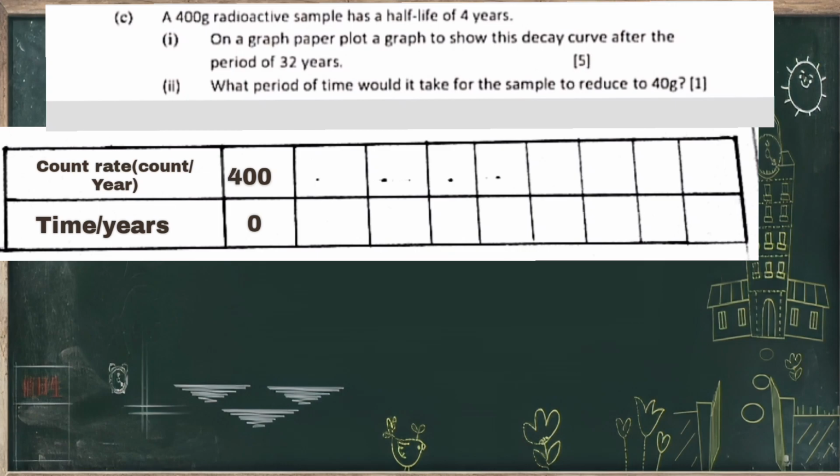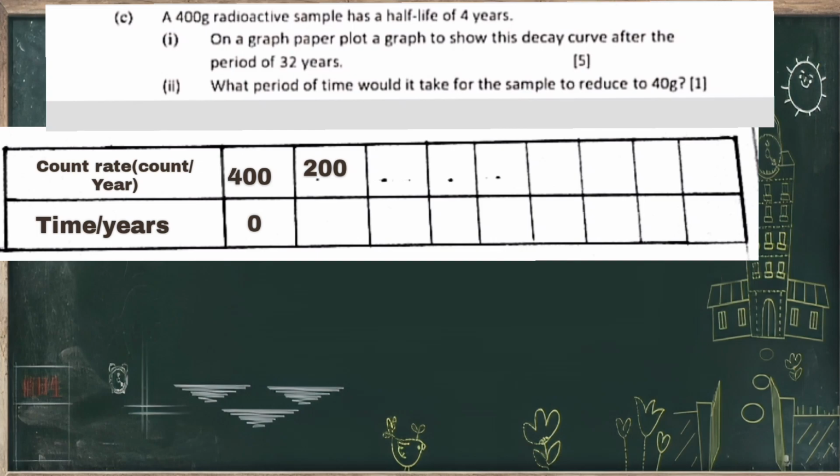4 years. We all know that when you talk of half, it is 1 over 2. So the original mass, 400 grams, I'm going to divide by 2, or multiply by half. And remember, they have said after the period of 32 years, so we need to end on 32 years. When I divide 400 grams by 2, I'm going to get 200 grams.